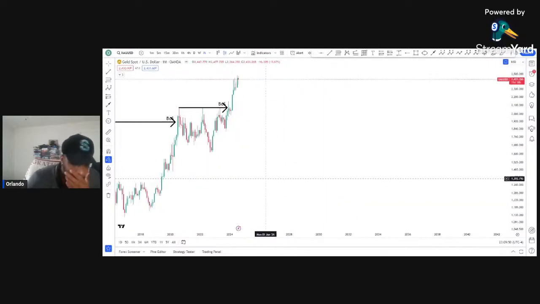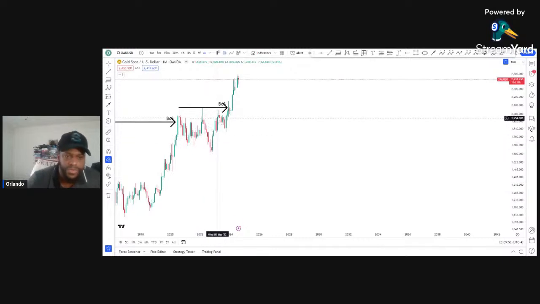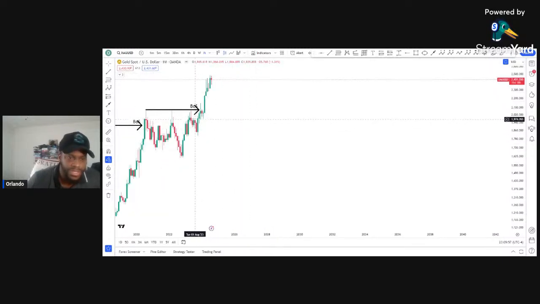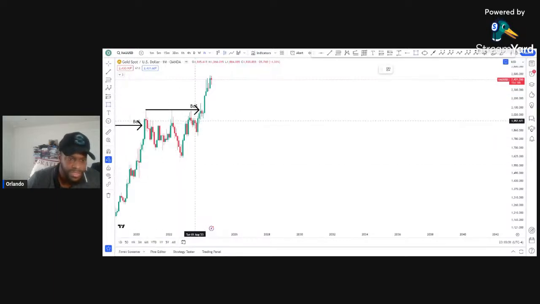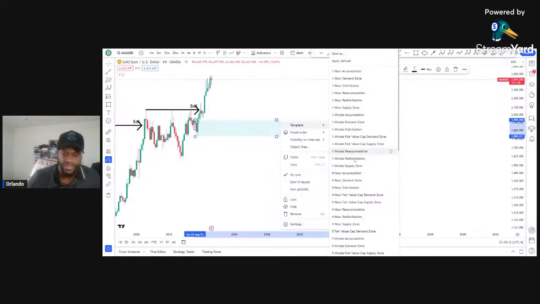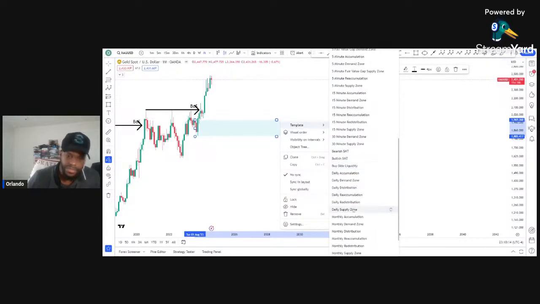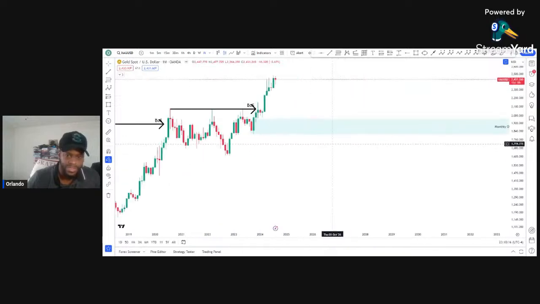All right. So because the market accumulated, reaccumulated, broke structure, created a high, now we need to take this area right here into consideration, that the market can possibly accumulate off of this level in the future. Okay. So we're going to make this a monthly demand zone. Keeping it simple. Why? Because it's a reaccumulation.